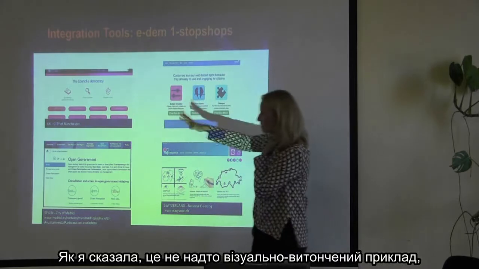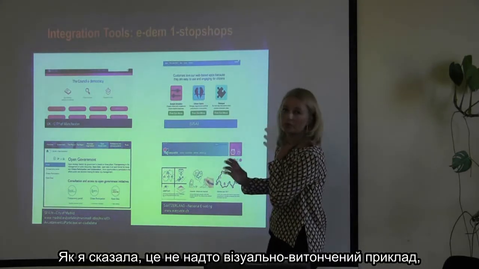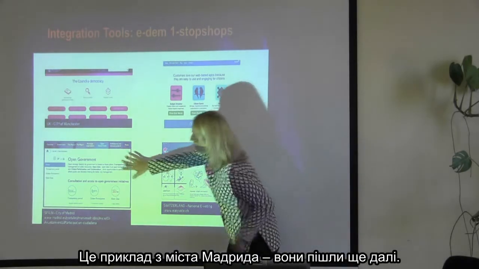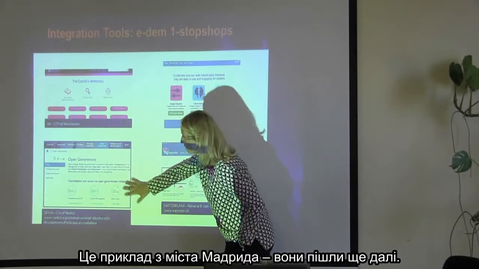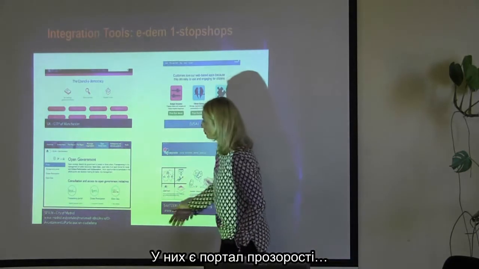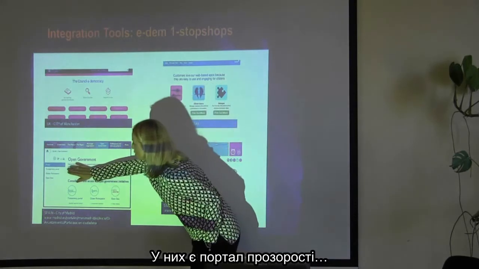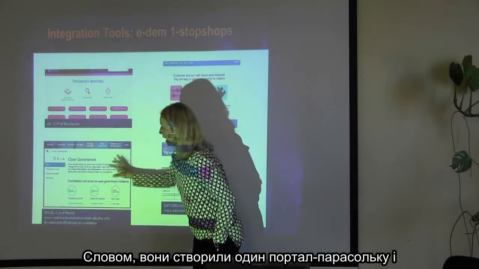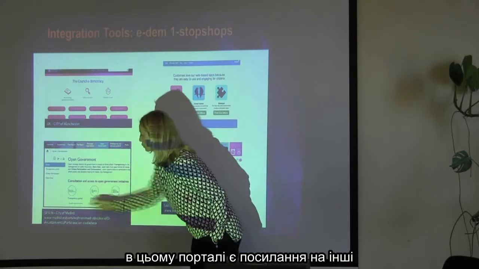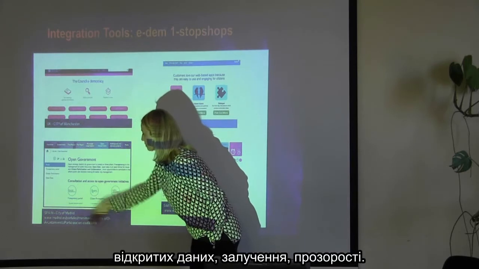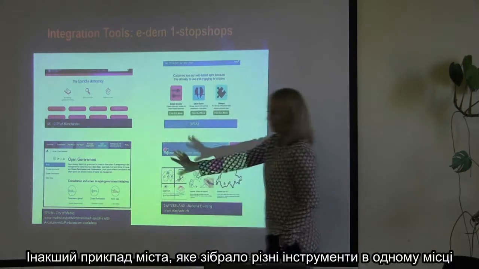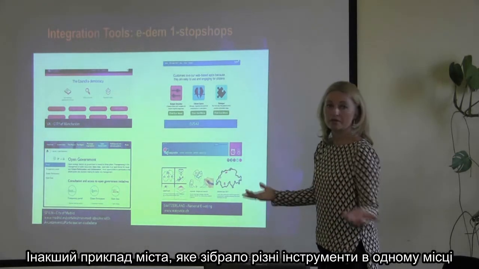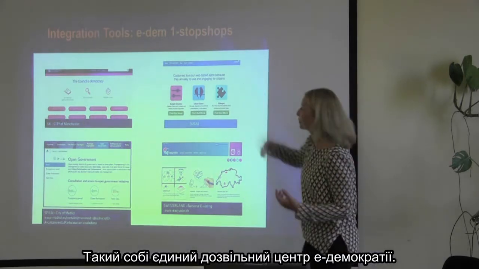Very interesting. This is, as I said, not visually super sophisticated, but the thinking process, the logic behind this, is quite interesting. You see also, this is in the city of Madrid. They are going even further. They also have, as you can see, a transparency portal. So they create one umbrella portal, and under that portal they have links to other portals: open data portal, participation, transparency portal. Another example of a city consolidating multiple instruments in one place. Kind of an e-democracy one-stop shop, if you will.